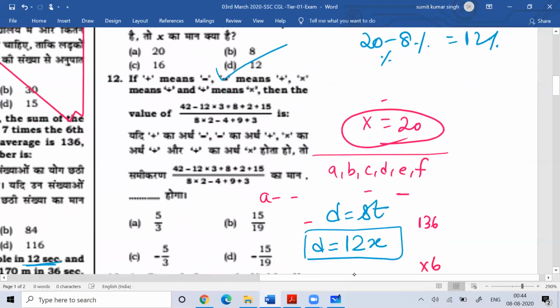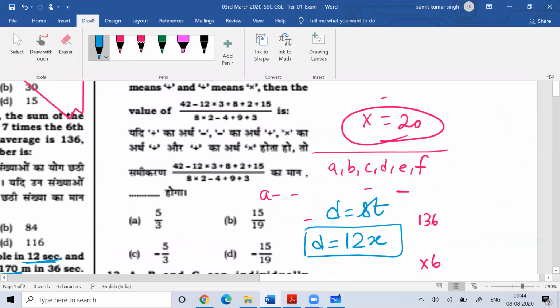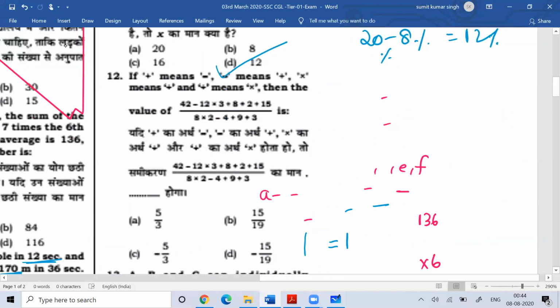Now you can see question number 12. Question number 12 will not be visible for you, so I'll write that for you.